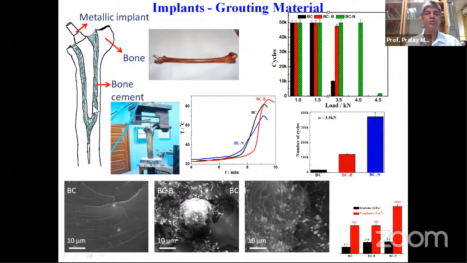Now there is a huge friction between the bone and the metallic implants. So the doctor conventionally uses some grouting material, and the grouting material is the bone cement, which is basically polymethyl methacrylate. And this same polymer is used as window glass. You know that it has almost 95% transparency. The same polymer is used here.